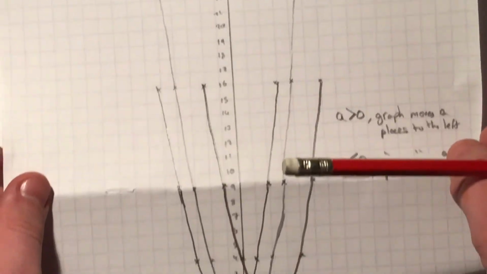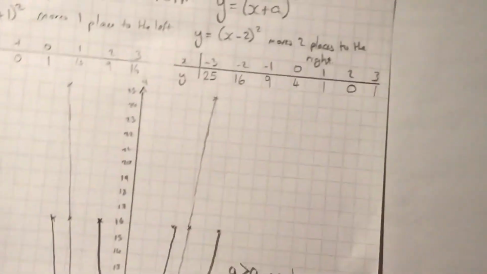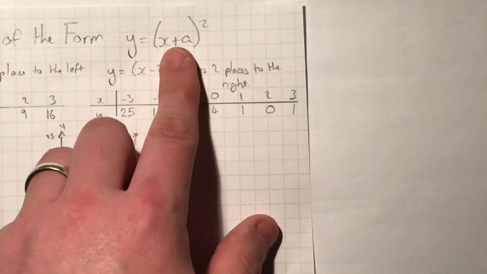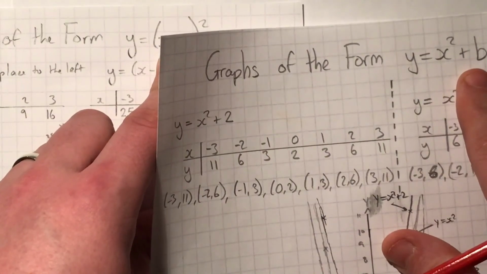Okay, there will be some examples for you to try. Please go ahead. And what we're going to be doing in the next video is combining both the (x plus a) and the x squared plus b ideas together.